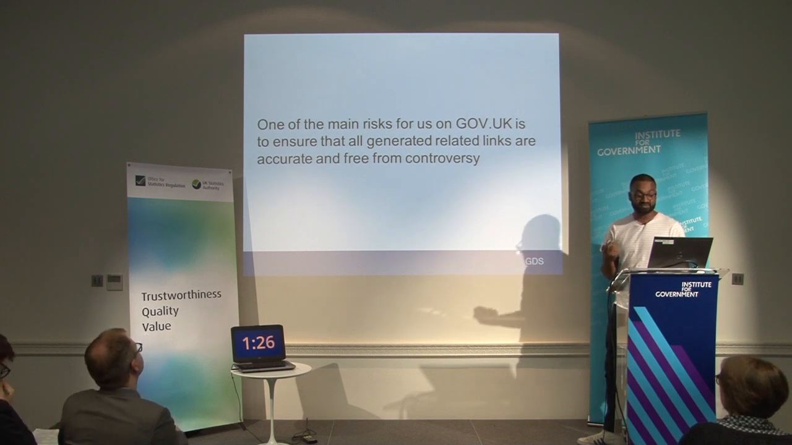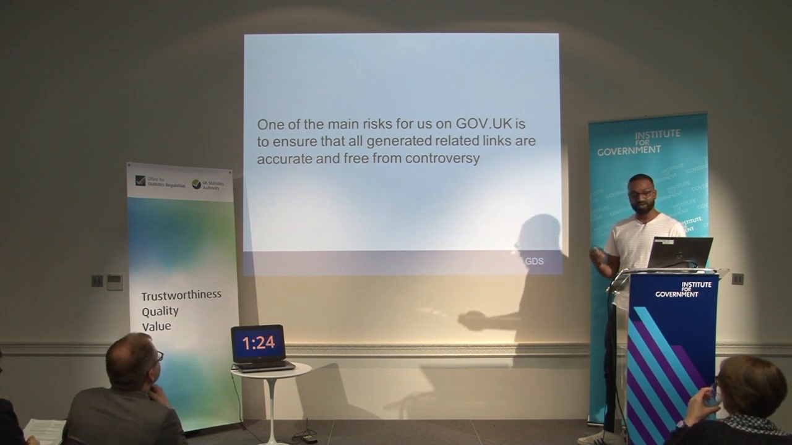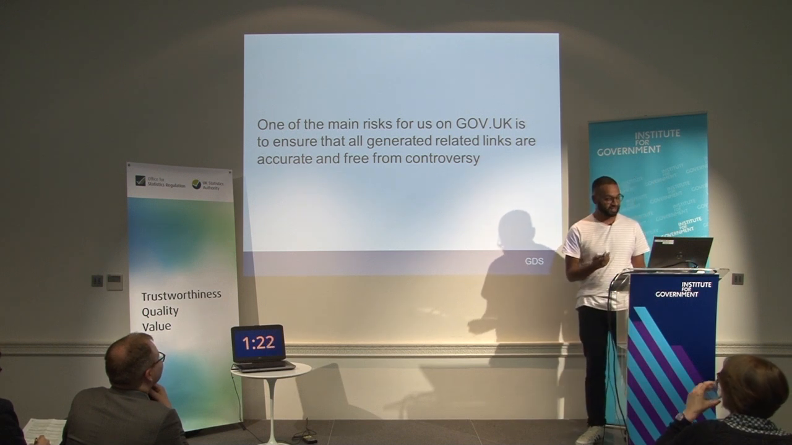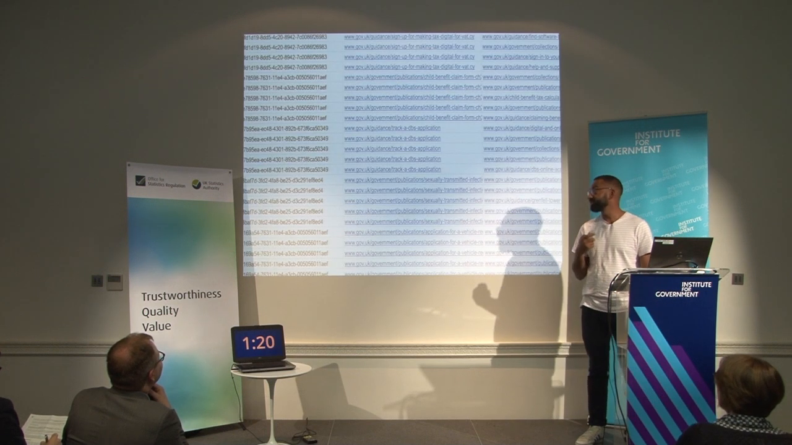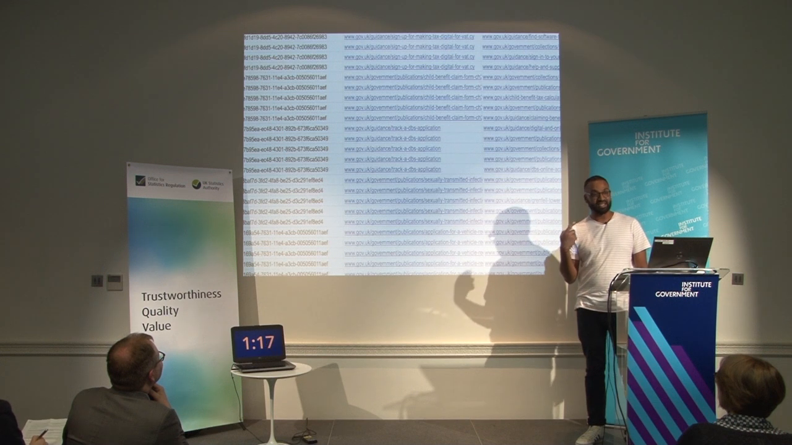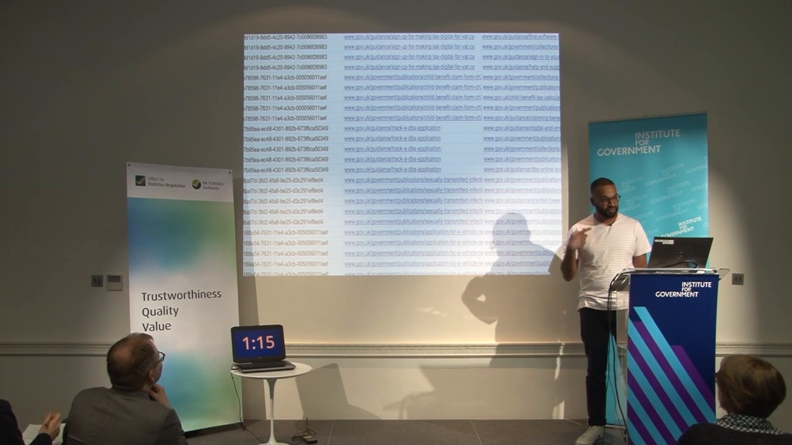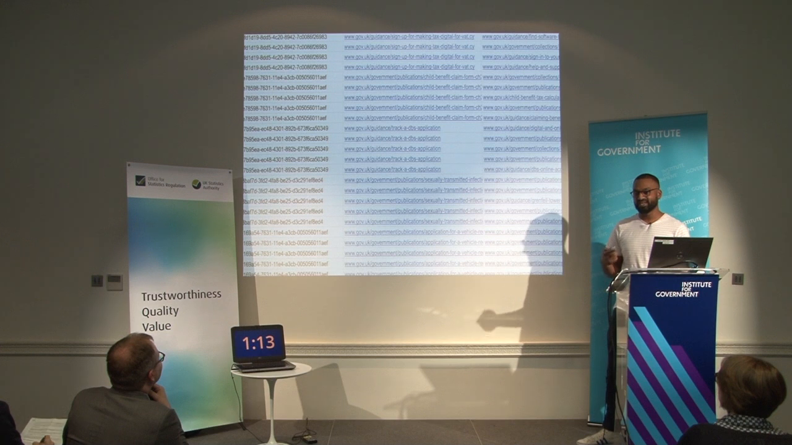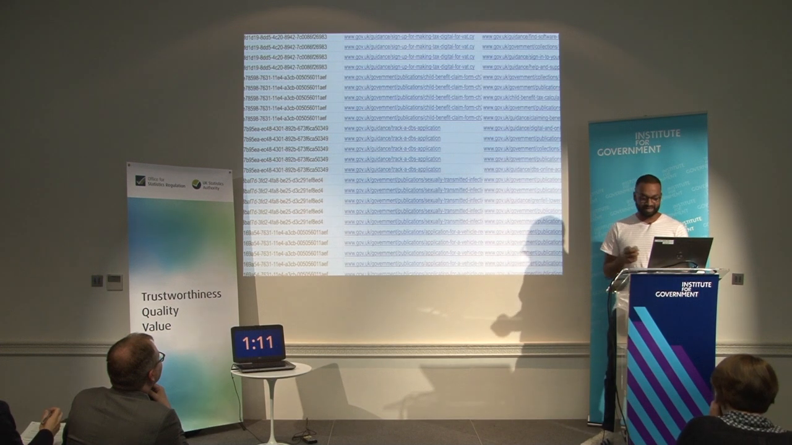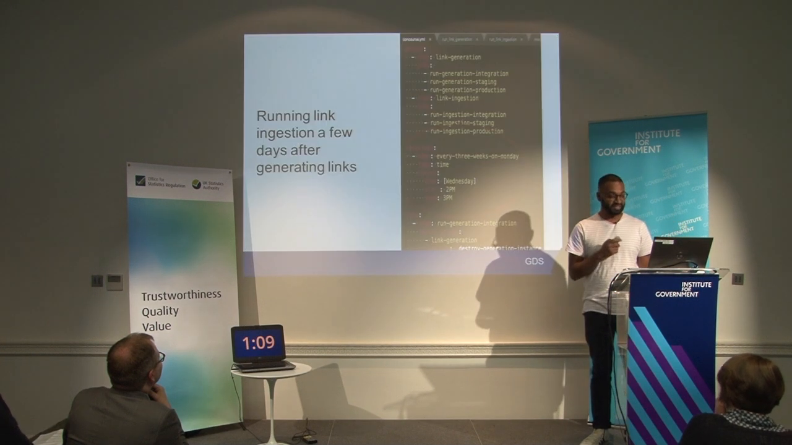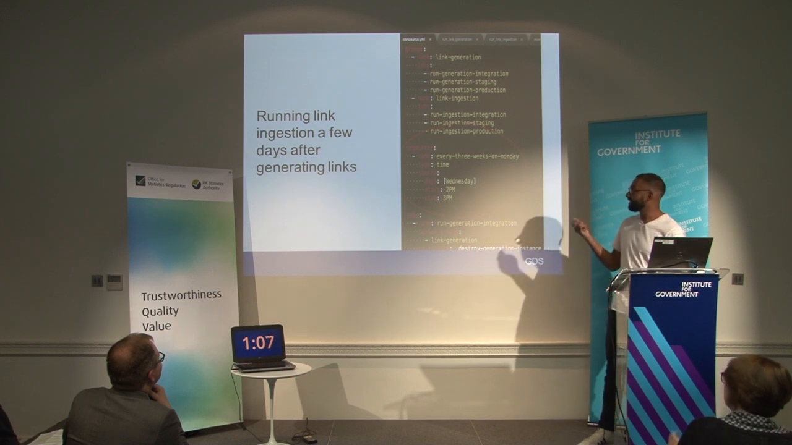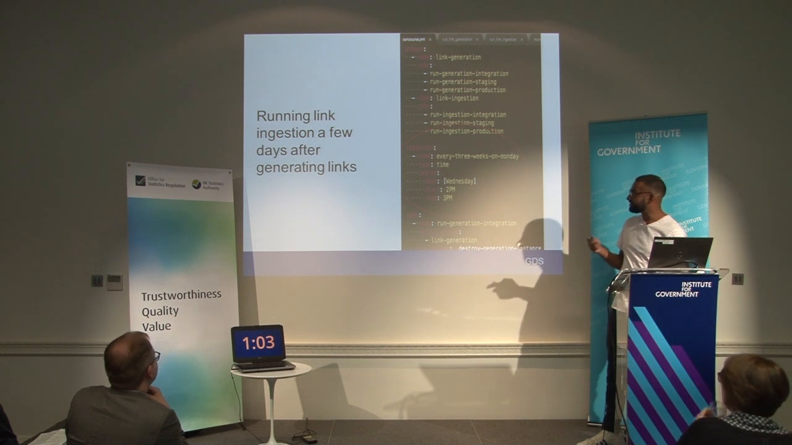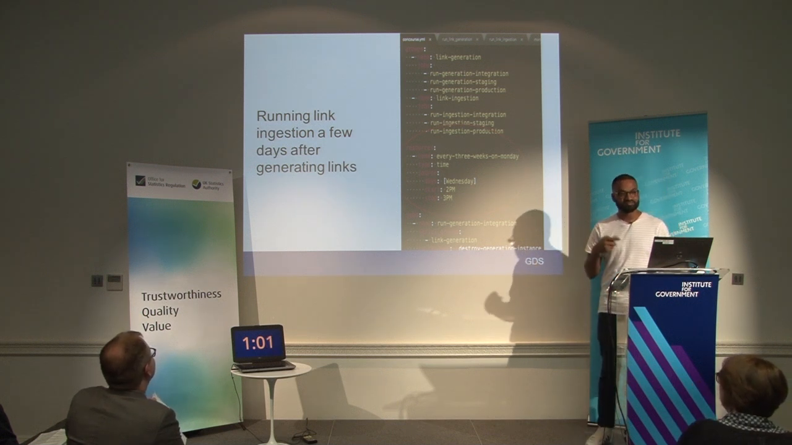One of the main risks for us is that we don't predict any bad links, really. So what we did is we outputted a spreadsheet, and every iteration we had content designers reviewing each iteration of it to check that we weren't saying anything that we shouldn't have been. Here, the link ingestion only runs a couple of days after we've done the manual checks.